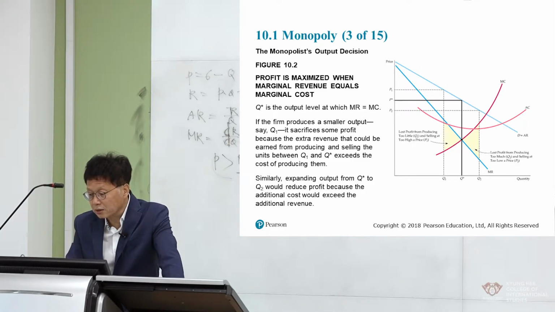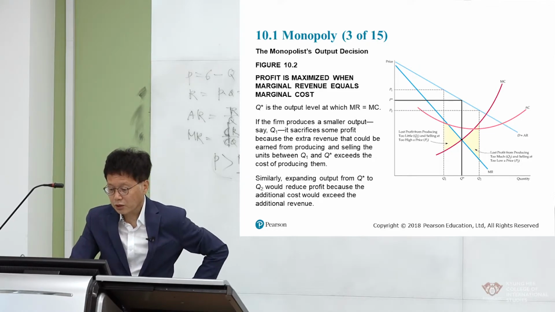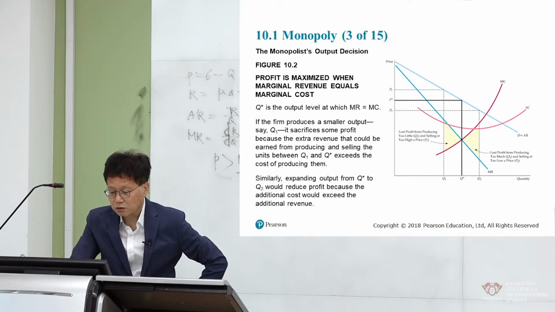What is the price? Price is average revenue, right? When producing Q star, the price is equal to this one, P star. Can you understand? Q star is the output level at which marginal revenue is equal to marginal cost.